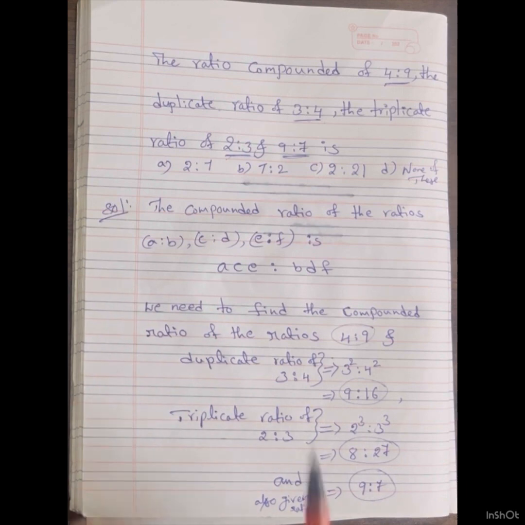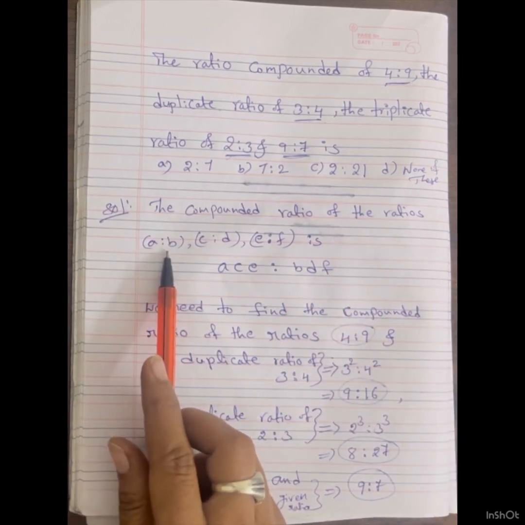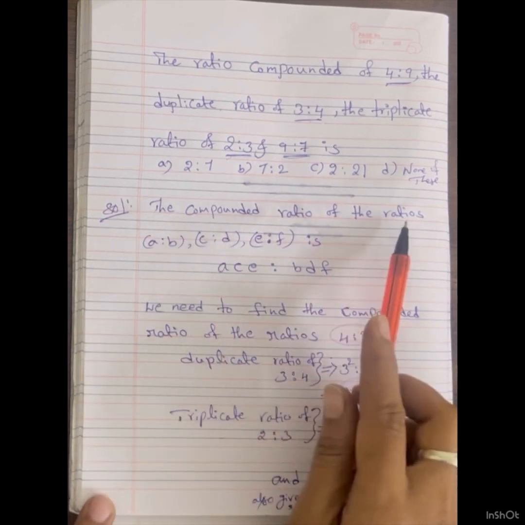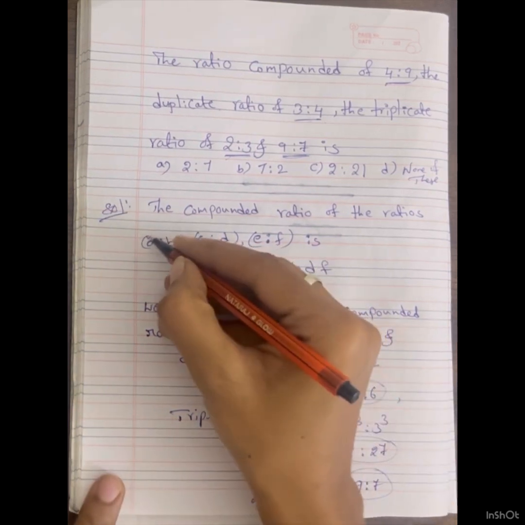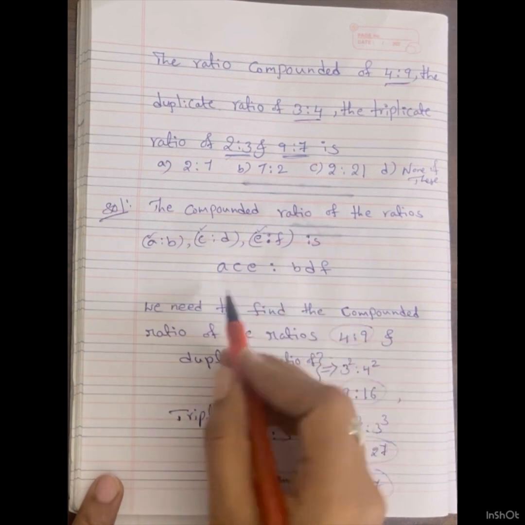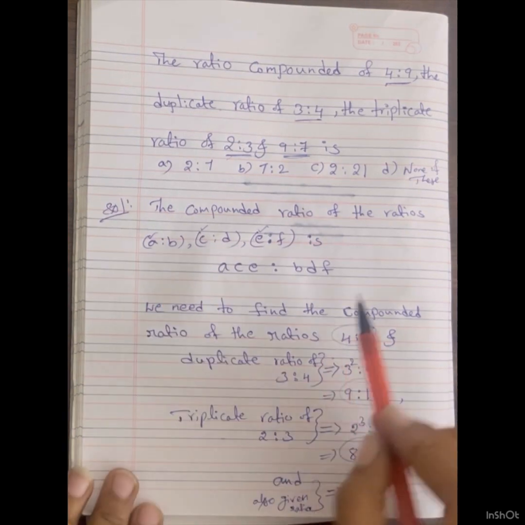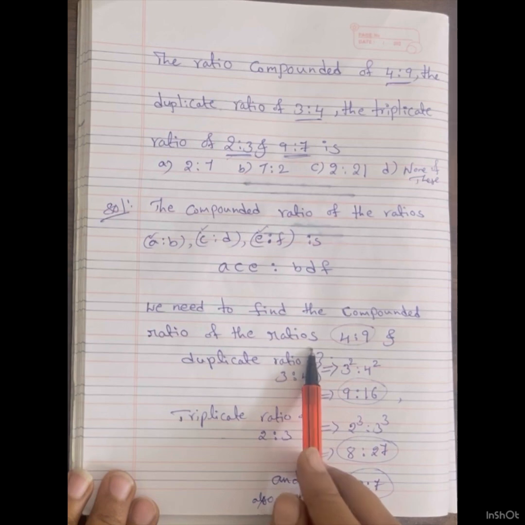We know one thing about the compound ratio of ratios: you can take any number of ratios, that is not a problem. You must remember the formula. A is to B is one ratio, C is to D is another ratio, and E is to F. The compounded ratio of these ratios is the product of the first terms in all ratios to the product of the second terms. Remember this formula, and we need to find the compound ratio of the ratios.